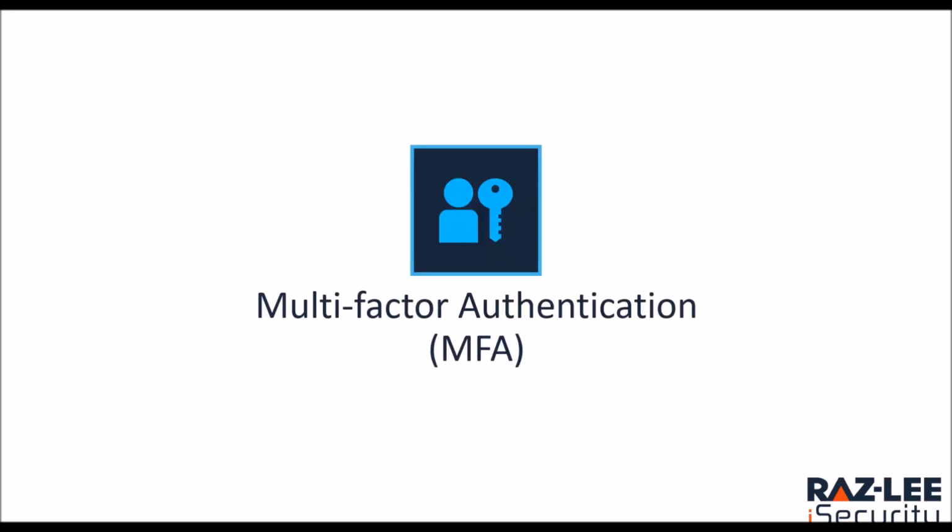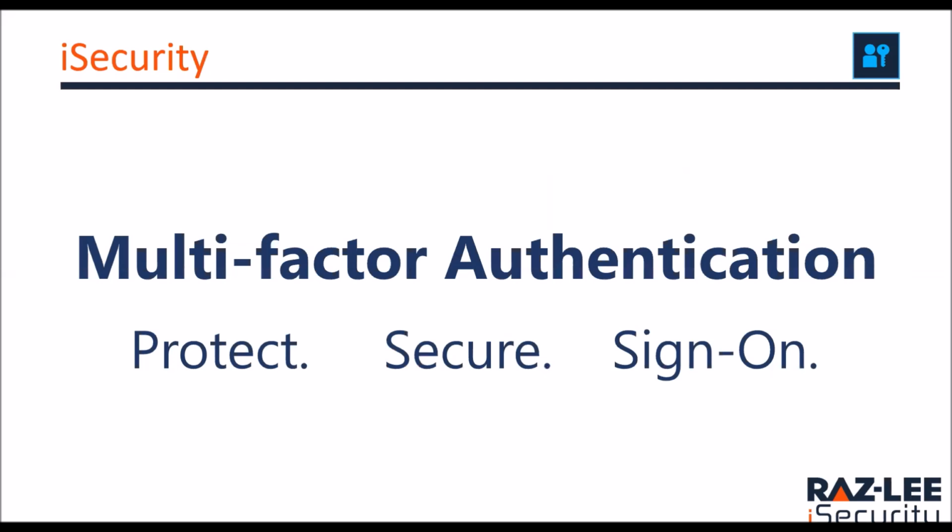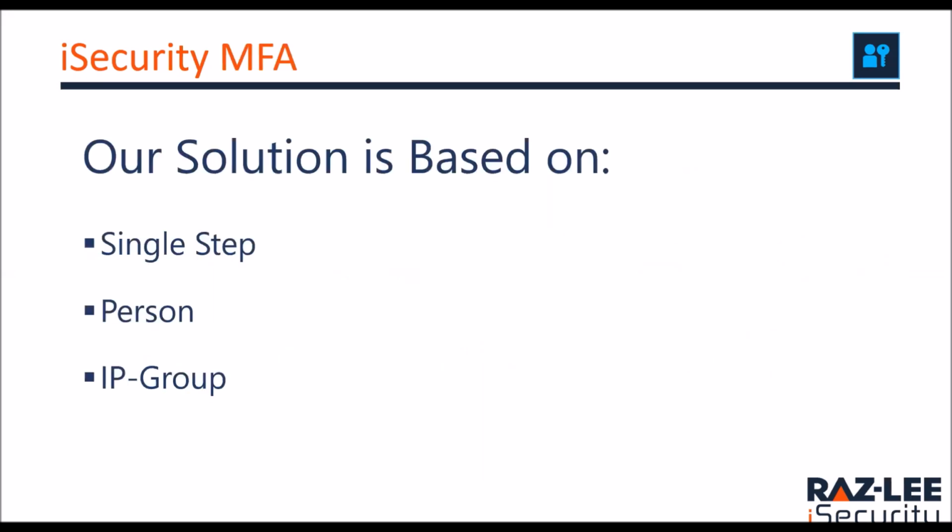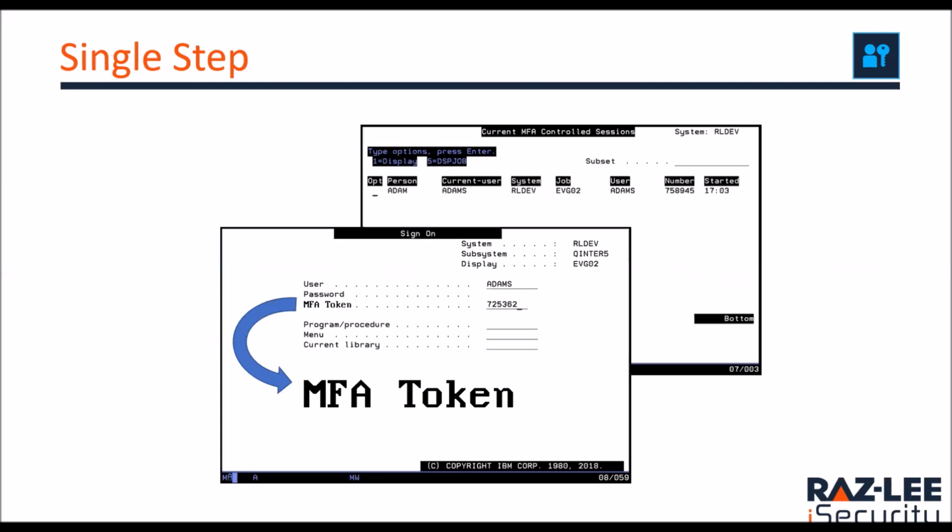We will talk about the iSecurity multi-factor authentication, or called MFA. And it's a really simple solution. And this solution protects and secures the sign-on. It's based on 3 principles: to make it single step, to be based on the person, and to be based on the IP group. And why these 3 steps? Well, first, because you can integrate the MFA token, that is the 6-digit token given to you by the Authenticator app, with your user and password in the sign-on screen. So this means a single step.